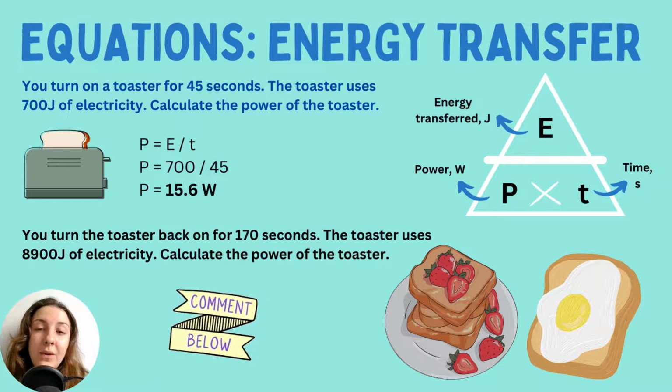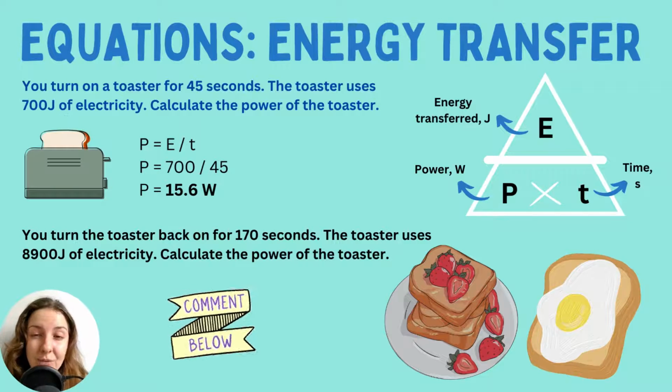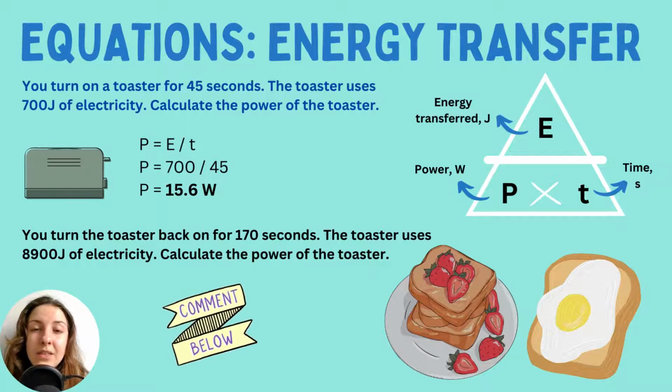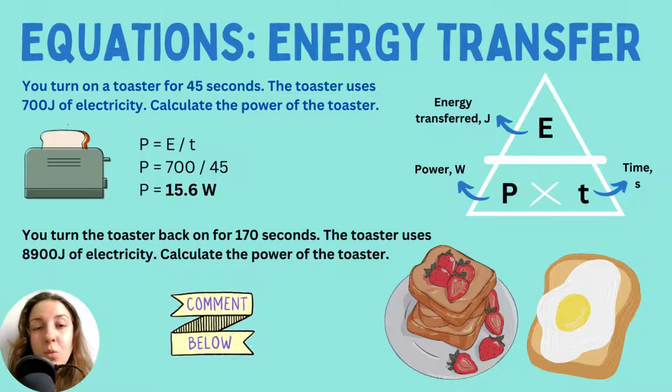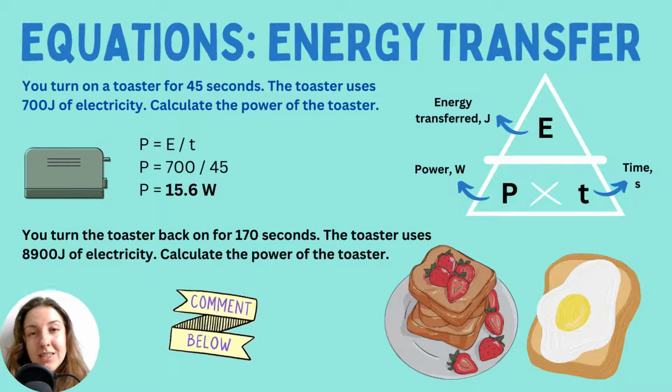Okay, so power, we know, is going to be equal to energy divided by time. So the energy we have is 700 joules divided by time, which is 45 seconds, and we get an answer of 15.6 watts. Remember that time is going to be measured in seconds in this case.